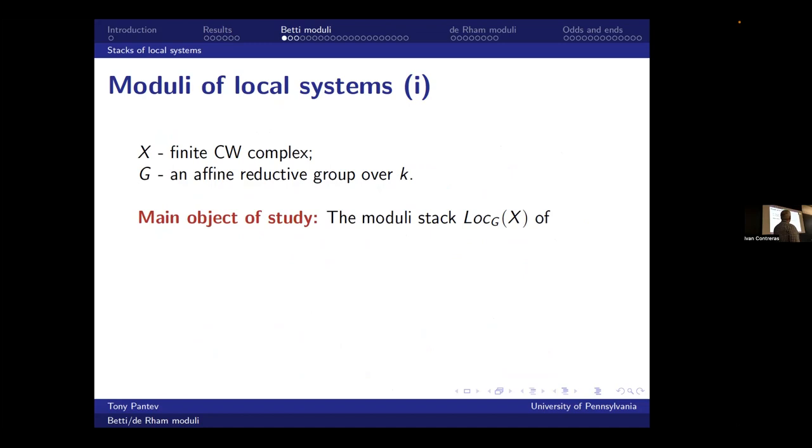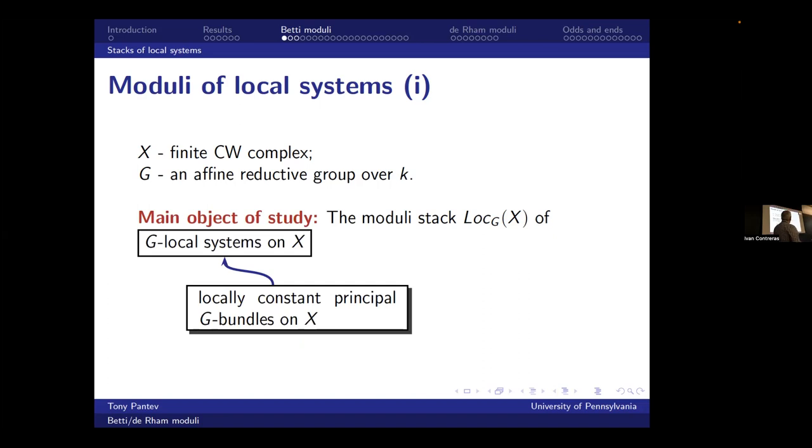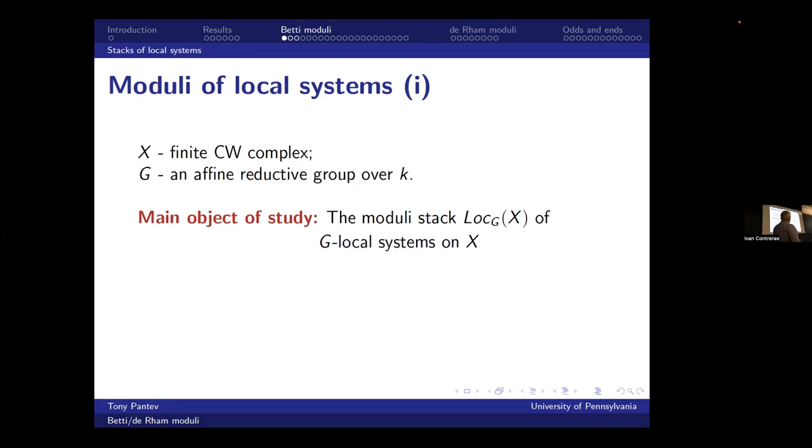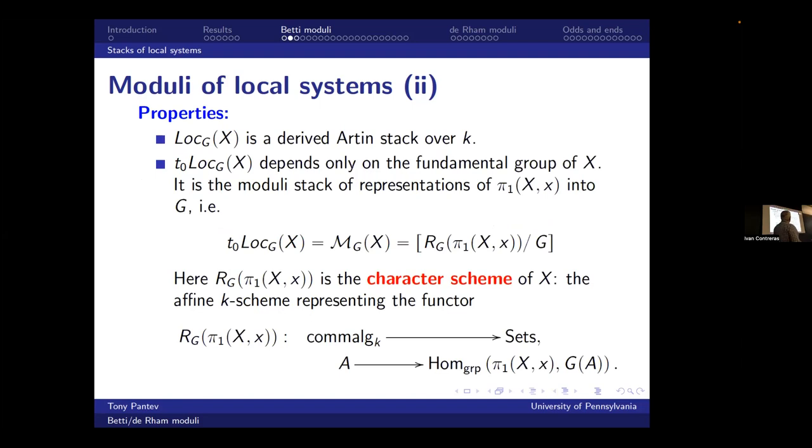So start with a finite CW complex X and an affine reductive group G. We want to study the moduli stack Loc_G(X), which parameterizes locally constant principal G-bundles on X. So I'm calling those G-local systems. There is a construction of that guy. It is an algebraic derived stack over the field over which the group is defined. Its truncation, its underlying stack, which ignores the derived structure, ignores this higher homological nilpotence in the function theory, is just an ordinary stack.